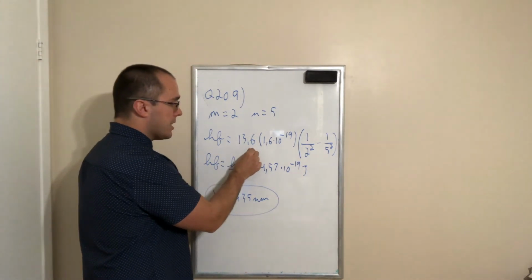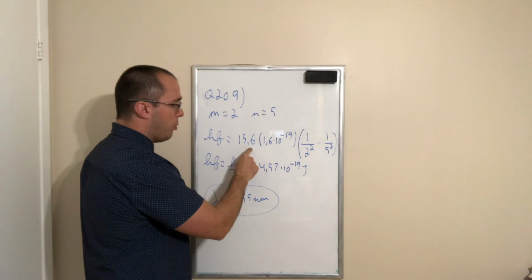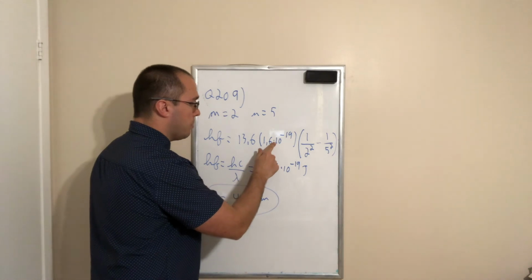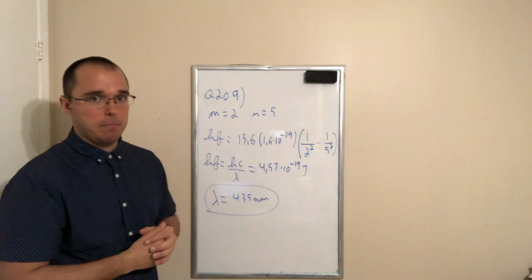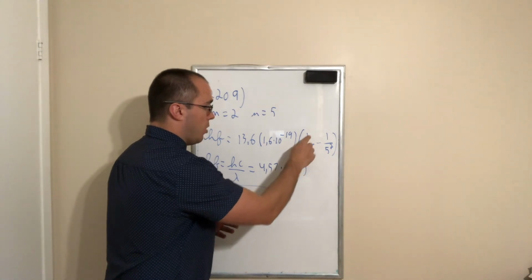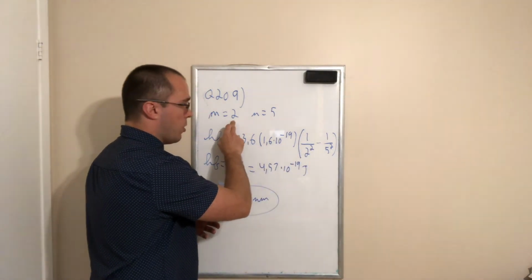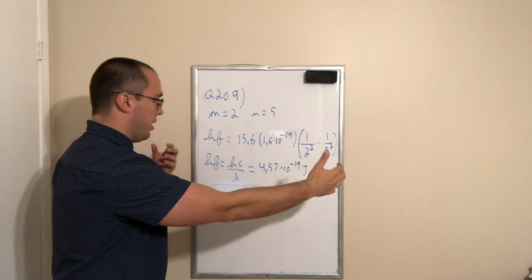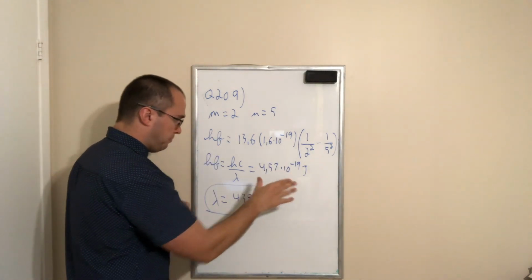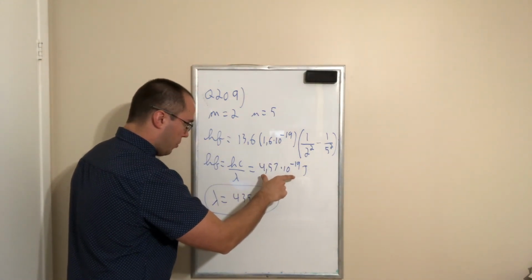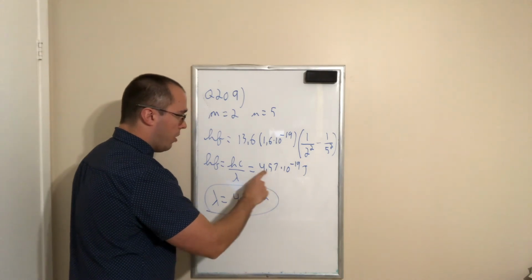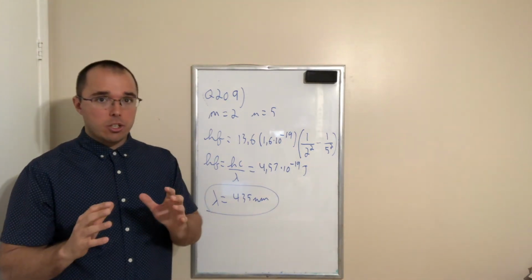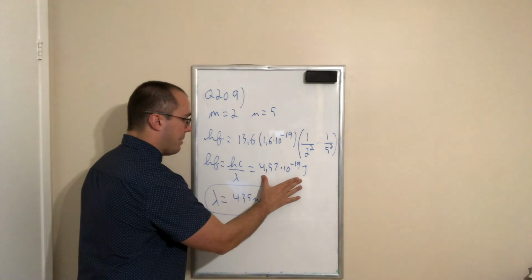Now 13.6 electron volt is equal to 13.6 multiplied by the value in joule of 1 electron volt, which is 1.6 multiplied by 10 to the power minus 19. Now, the remaining term over here is 1 divided by 2 squared, so the lowest level, it's m squared, minus 1 divided by 5 squared, which is the n squared, basically. Once we combine everything, we get the energy in joule of 4.57 multiplied by 10 to the power minus 19 joule. So this transition will create a photon with this amount of energy.